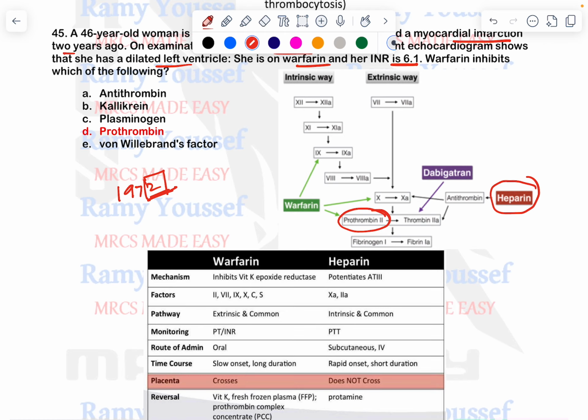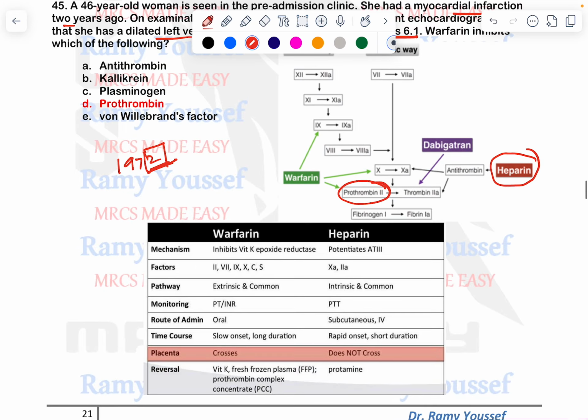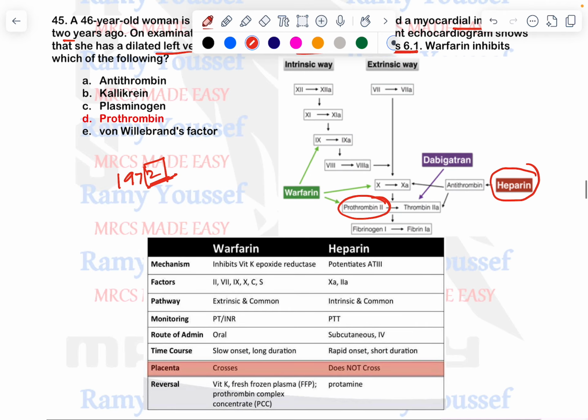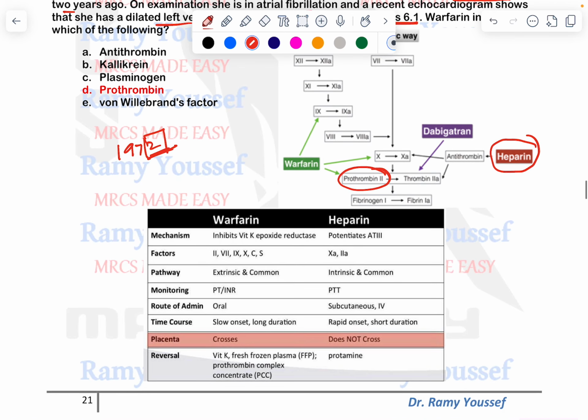Prothrombin is converted to thrombin, factor 2A. Warfarin inhibits vitamin K factor 2. Warfarin, factors 2, 7, 9, 10, acts on the extrinsic pathway, monitored by prothrombin time. It is oral, slow onset, and crosses the placenta. Heparin does not cross. Reversal is with vitamin K. So this is thrombin, 2A, dabigatran.